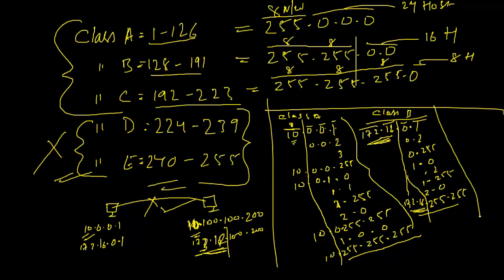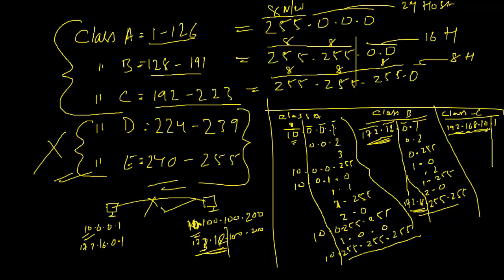Same thing if you look at class C. Okay, let me erase these things. Let me show you here only. In class C, even here the rule is very simple. Let's write the class C example 192.168.10.1. Okay, in this the first 24 bits, right? 8 plus 8 plus 8, this first 24 bits you cannot change. Okay, this is going to remain the same.